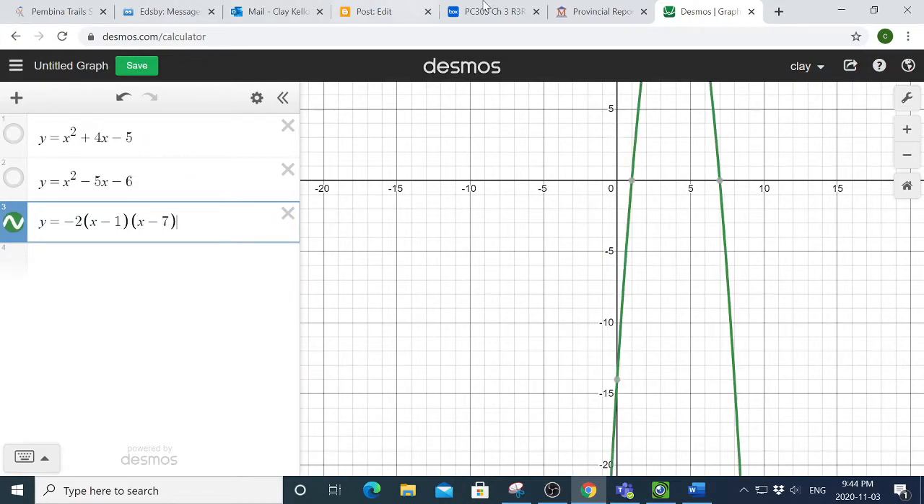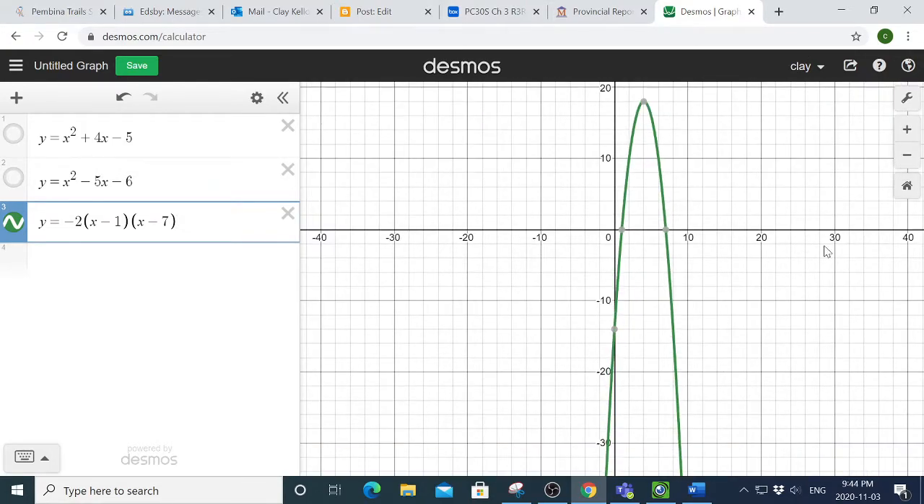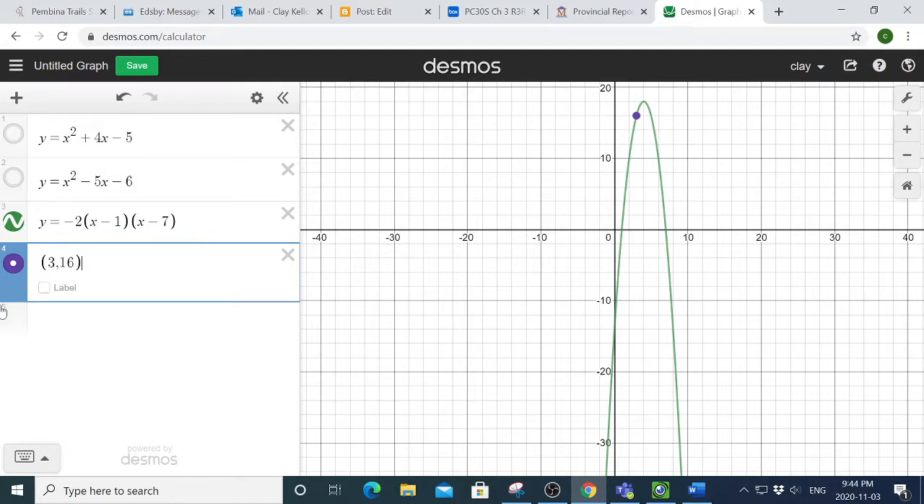And yep, that's a parabola. Let me zoom out. And we said that this parabola should have the point (3, 16) on it, right? Because it even said that in the question, that's how we figured out a. So let's see, is (3, 16) on here? (3, 16). Label it. Yep, looks like it is. It's right there on the line.